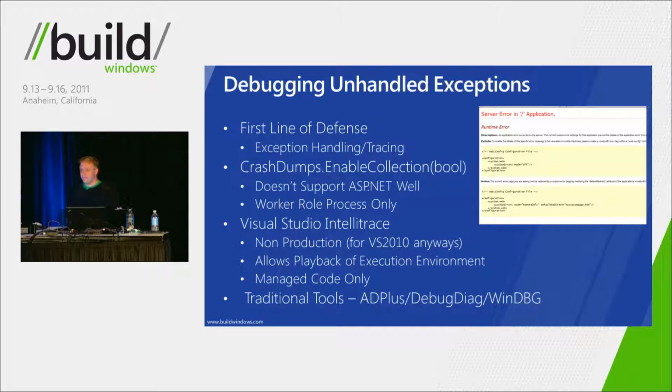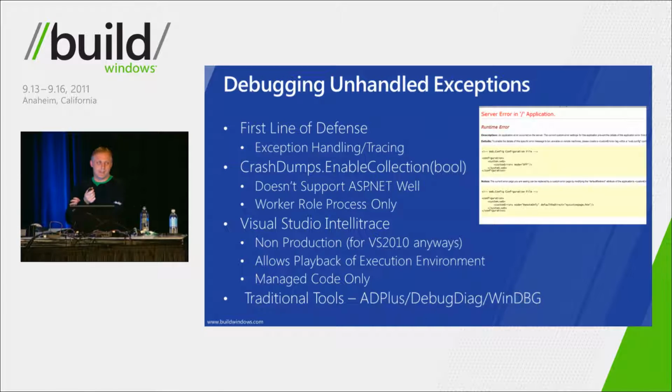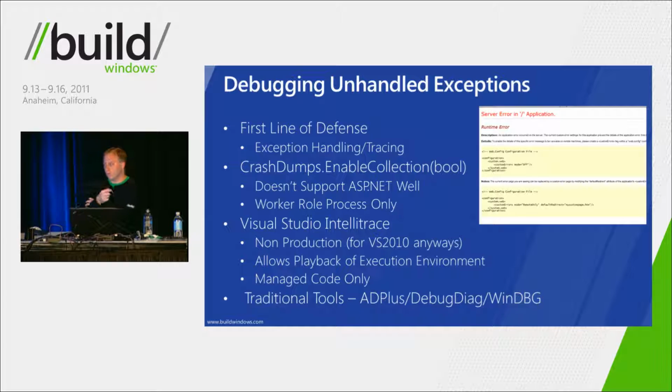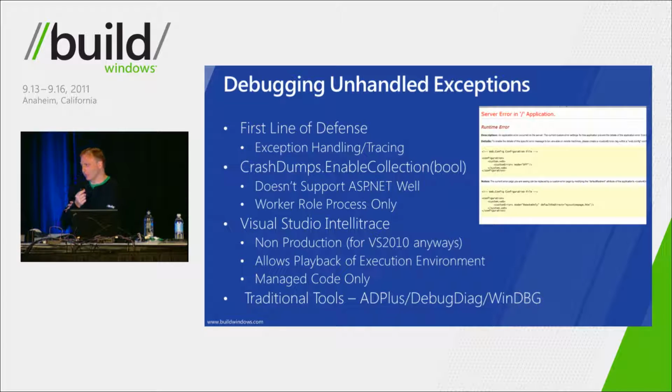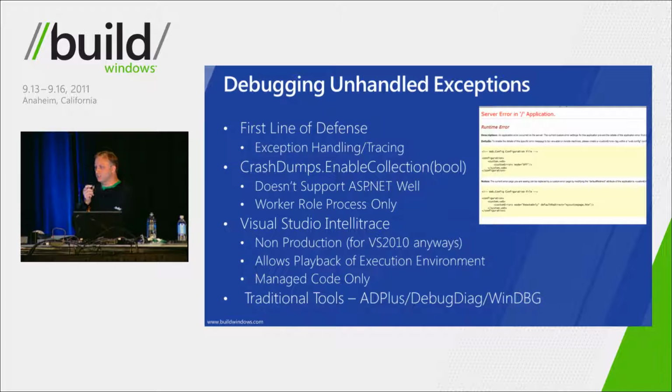So now that you know roughly where your code's running, how can you actually debug these unhandled exceptions that happen in your app? Your first line of defense is going to be exception handling. Make sure that you are using some kind of exception handling framework, ELMAH, or one of the patterns and practices exception handling blocks. Make sure that anything that can throw, you catch it, you log it.